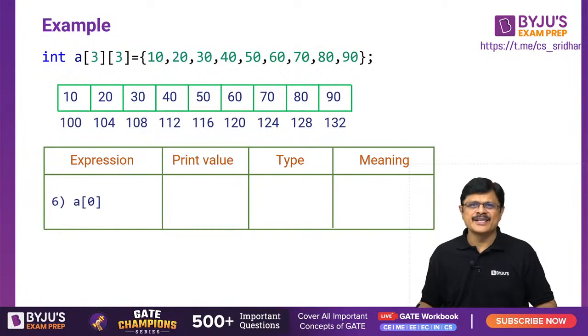Next one, A0. No problem, sir. It happens. Even I make many mistakes. Okay. What about this? A0 refers to what?